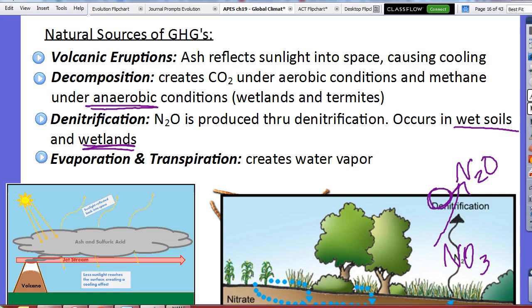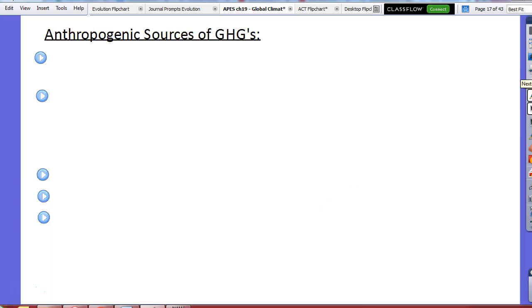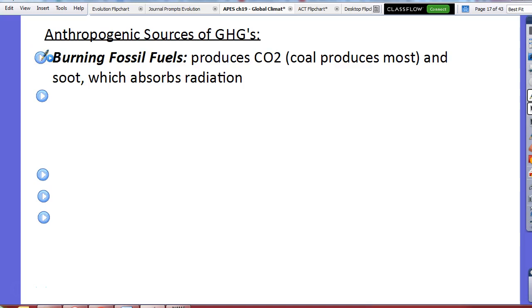So our last slide then is going to be anthropogenic sources of greenhouse gases. So what does anthropogenic mean? Man-made, okay? So instead of naturally occurring, we have man-made sources of greenhouse gases. And for man-made sources, the first one we have here is burning fossil fuels. I'm just going to have you write produces coal. I don't know why I put the other stuff on there. Just write produces coal. So fossil fuels burn coal.